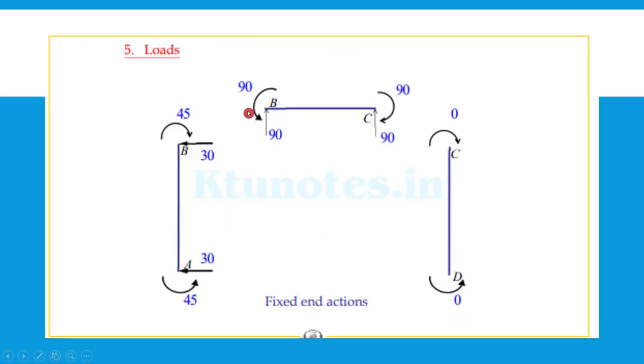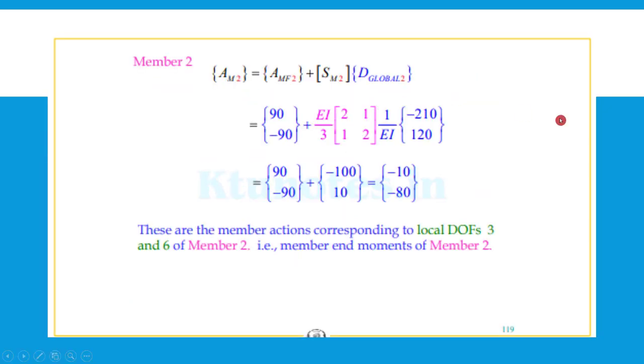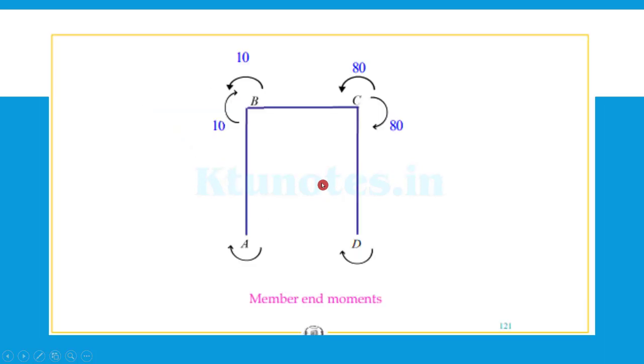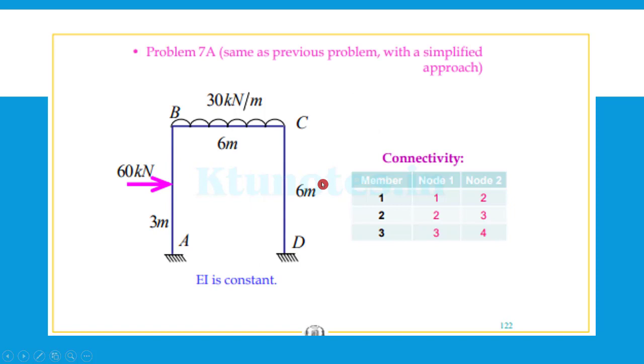So it will be 90 and minus 90. Then again simplifying, minus 10, minus 80. Member 3 also, if the right column doesn't have any load, the fixed moment will be 0, to get the values 80. Then the member moments are obtained, values are plotted and solved. So this problem we can solve as a homework.